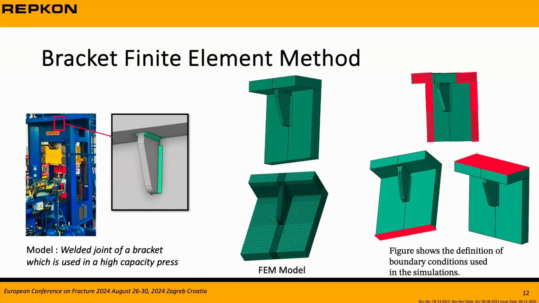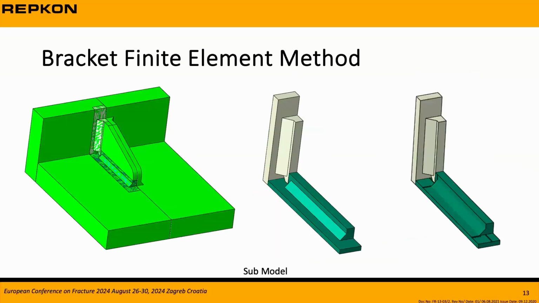In this slide, we can see our finite element model, which we run on Abaqus. So in this picture, welded joint of a bracket, which is used in a high capacity press produced by Repcon. And here we have a finite element model and mesh geometry. Also, you can see here boundary conditions in the simulation. We use the submodel for the analysis for easier and quicker analysis.